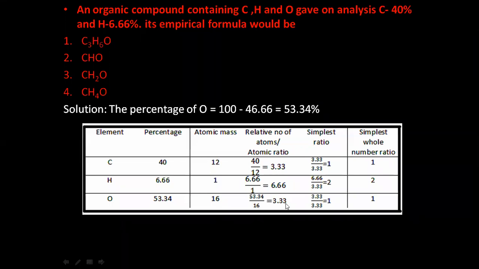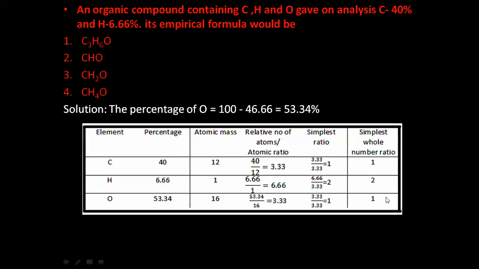Now again, we need to convert into the simplest ratio. So we need to divide by the smallest, which is 3.33. So 3.33 by 3.33 gives us 1. 6.66 divided by 3.33 gives us 2. 3.33 divided by 3.33 gives us 1. Since this is coming in the form of whole numbers, I need not convert further, and it is in the simplest form. So the simplest whole number ratio is 1:2:1.